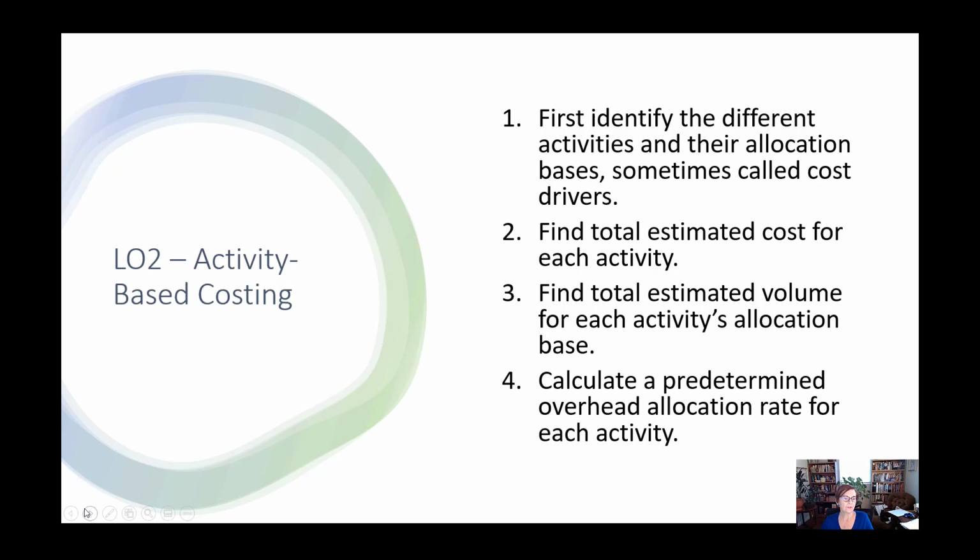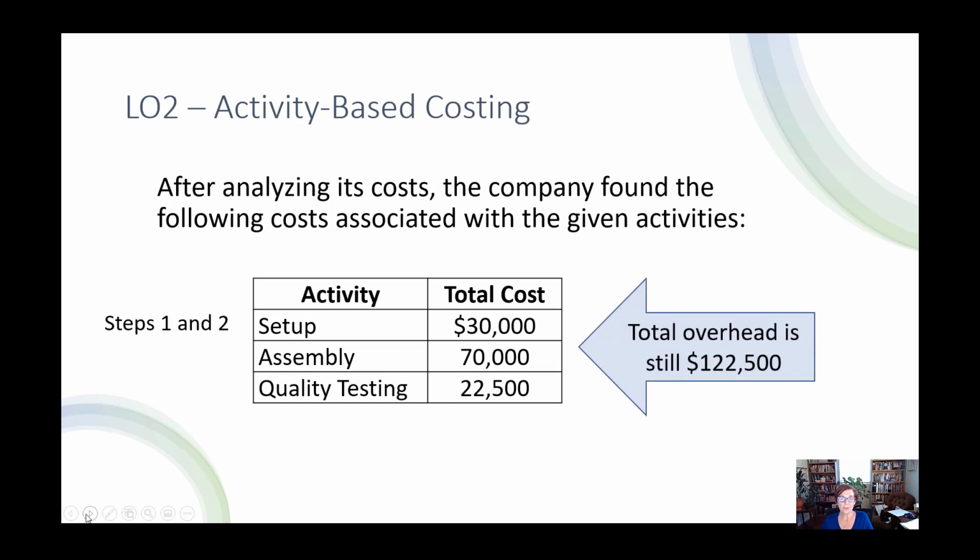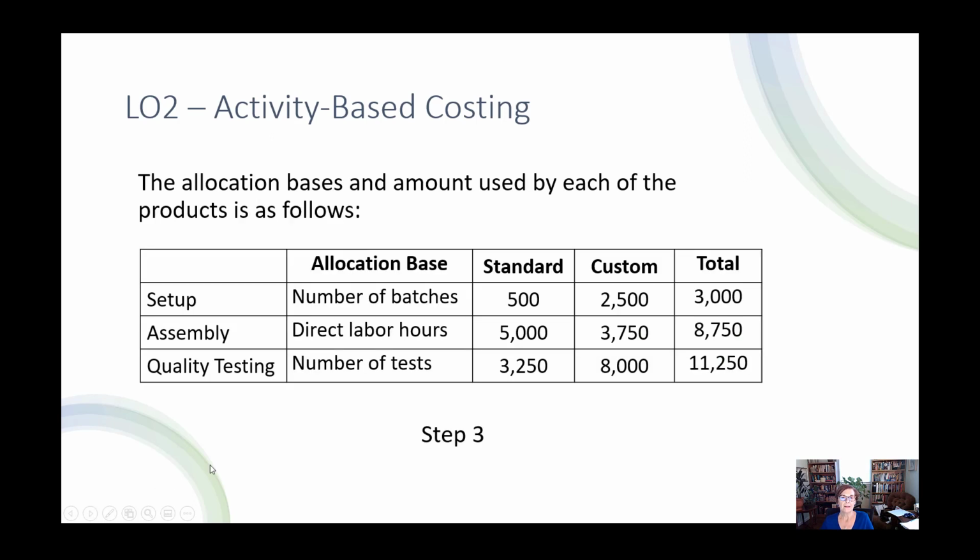Next, we're going to find the total estimated volume. So there are their costs. Notice that the total overhead is still $122,500. Now we need to figure out how much of each allocation base is used by each of the products. So the cost of setup is driven by the number of batches. That's the allocation base. And here are the number of batches used.